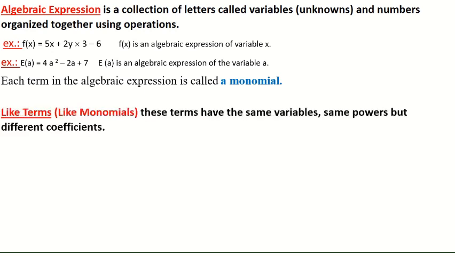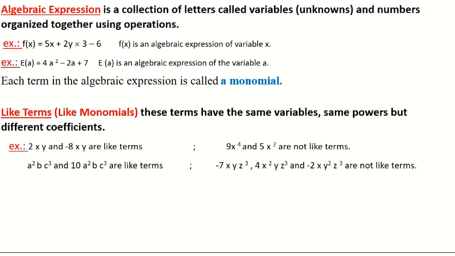Now, what's the meaning of like terms? The like terms are terms that have the same variable, but the variable should have the same power or exponent. They could have different coefficients, but they should have the same power. Let us take an example. If you look here, we have 2xy minus 8xy. They are called like terms. Why do we call them like terms?